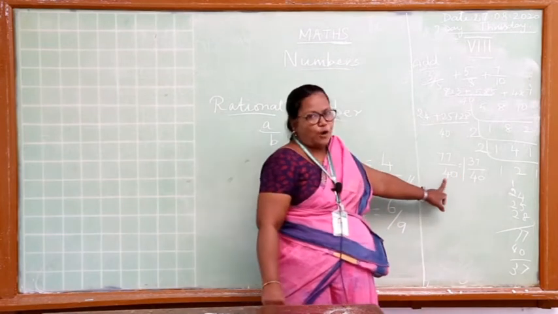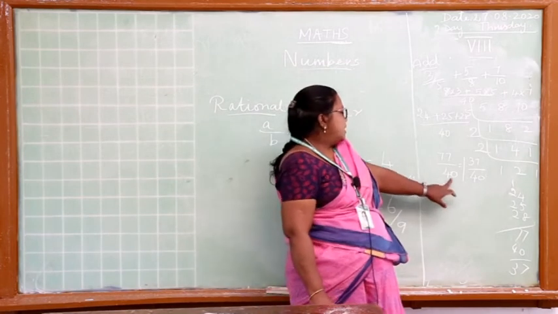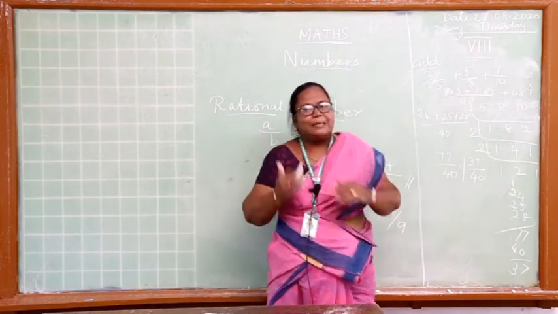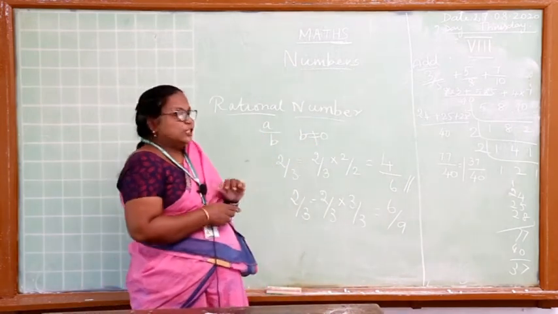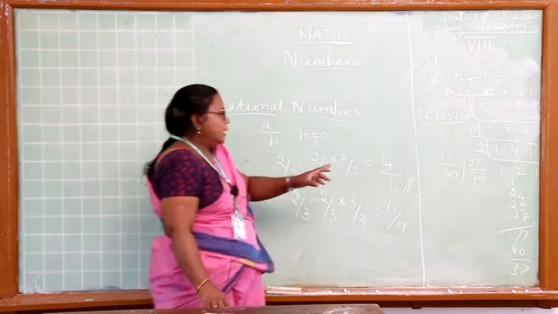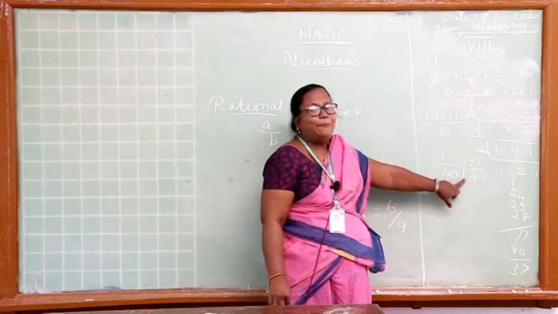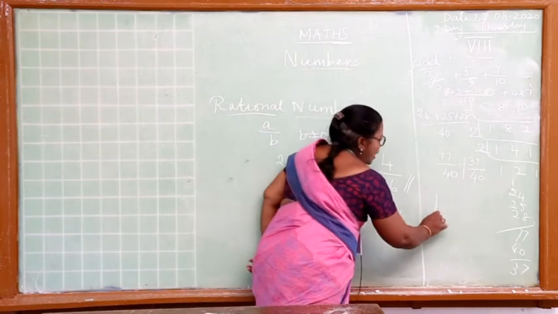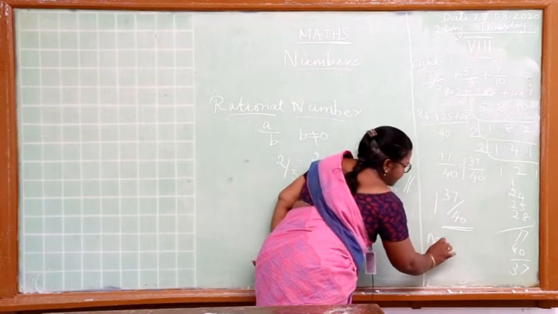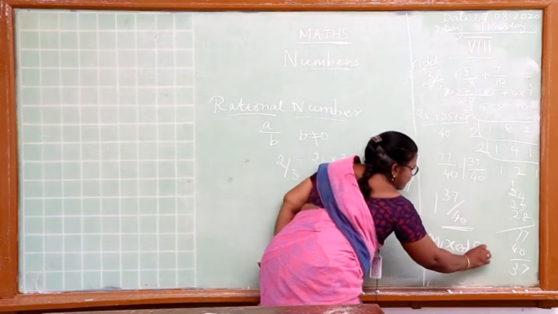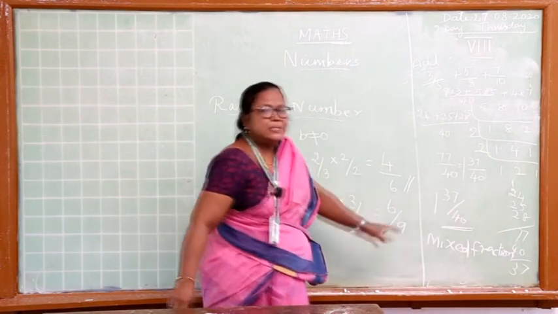77 divided by 40. This is called an improper fraction. Clear? Improper fraction means the numerator is greater than the denominator. So we have to find out how many times the denominator goes in. Divide by the denominator, and the fraction will be like this: 1 and 37 by 40. We call it a mixed fraction. Clear? This is a mixed fraction.